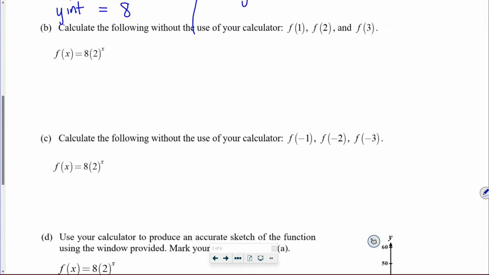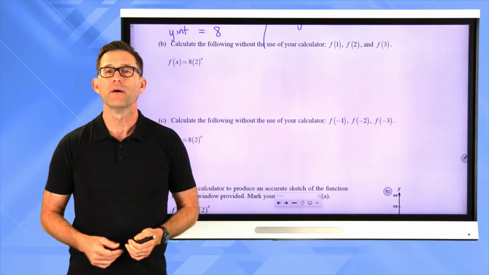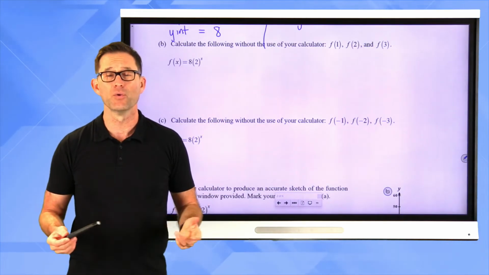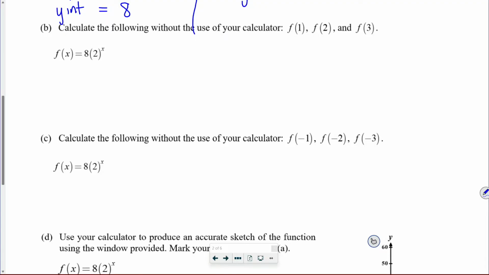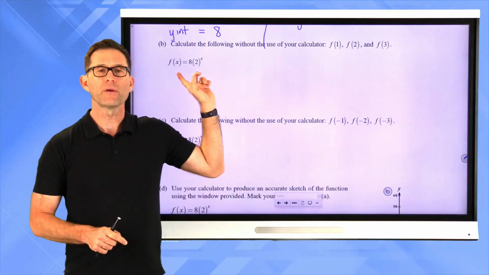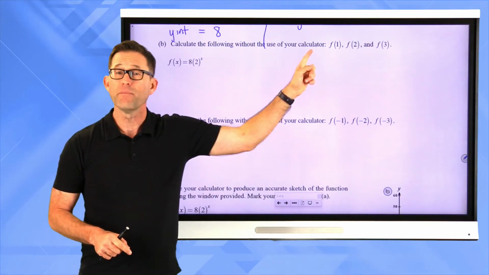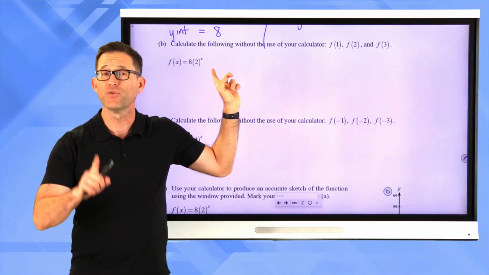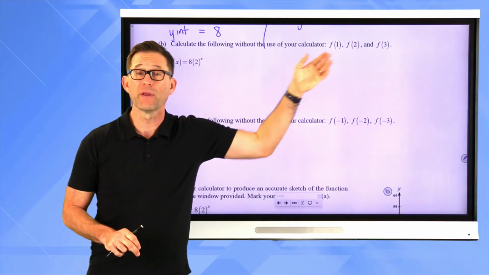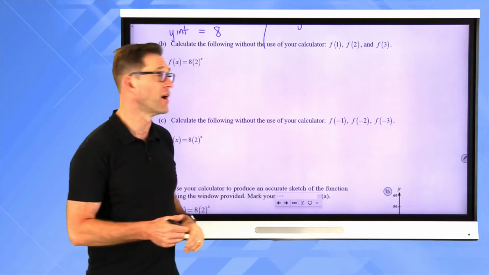Calculate the following without the use of your calculator: f of 1, f of 2, and f of 3. Why don't you go ahead and do that? With this function, figure out f of 1, f of 2, and f of 3. Again, think about what I've been talking about. We're starting with the number 8. f of 1 basically says multiply 8 by 2 once. f of 2, multiply 8 by 2 twice. f of 3, multiply 8 by 2 three times.